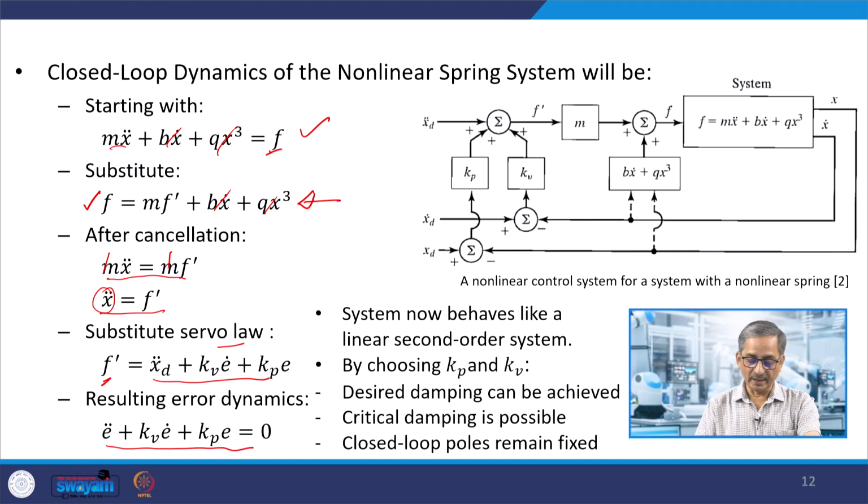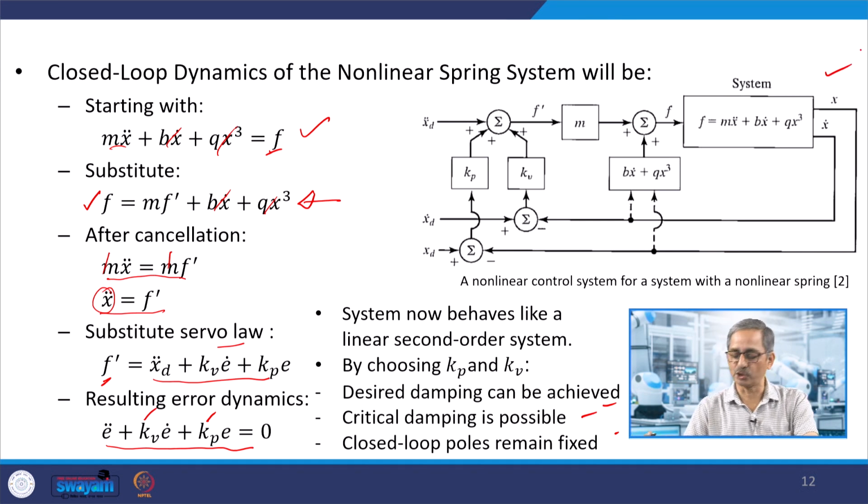Okay. So here you see what has happened, the system now behaves like a linearized second order system, and by choosing the appropriate values of Kp and Kv, I can get the desired damping, and critical damping is possible, and in this way my closed loop poles remain fixed.